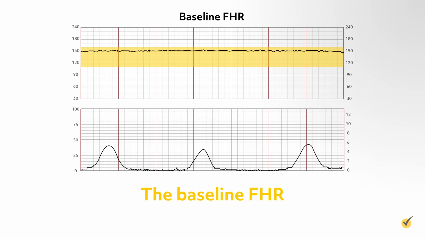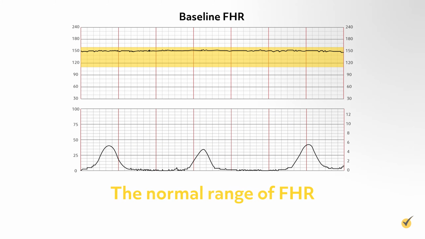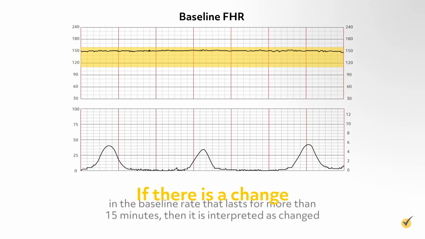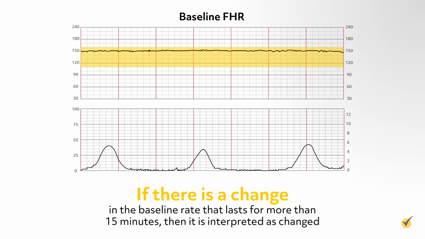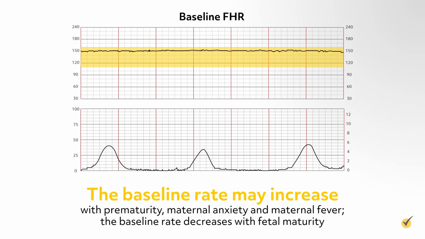The baseline fetal heart rate is the average fetal heart rate from a 10-minute segment of a tracing, rounded to the nearest 5 beats per minute interval. The normal range of fetal heart rate at term is 110 to 160 beats per minute. If there is a change in the baseline rate that lasts for more than 15 minutes, then it is interpreted as changed. The baseline rate may increase with prematurity, maternal anxiety, and maternal fever. The baseline rate decreases with fetal maturity.